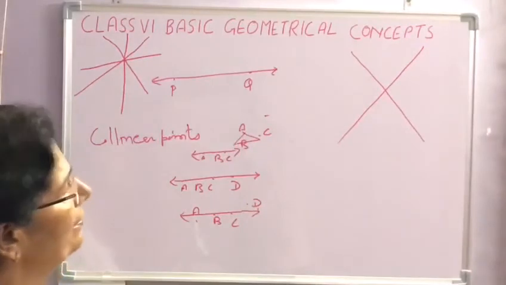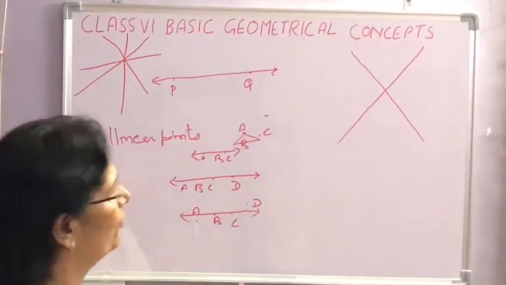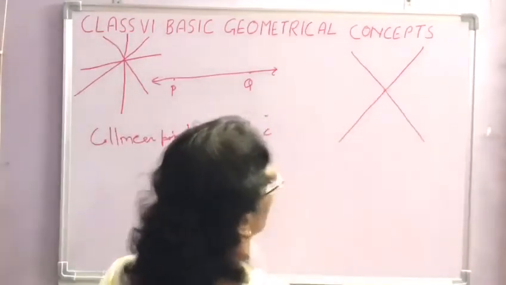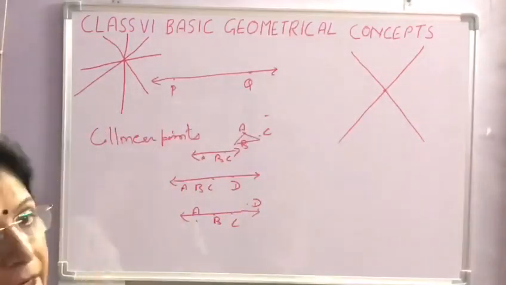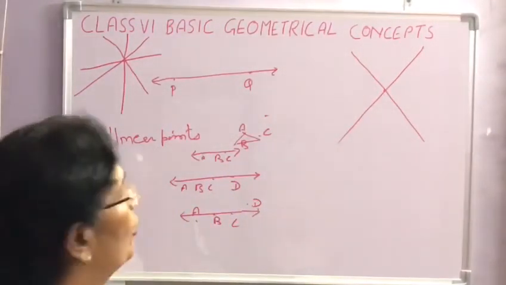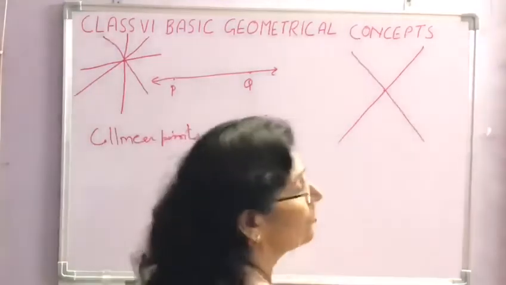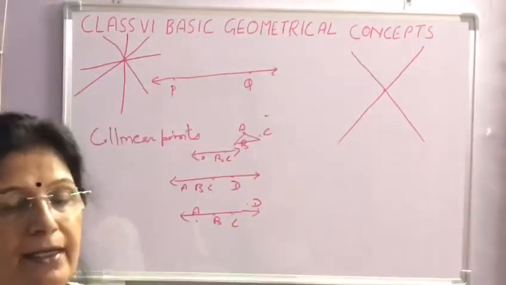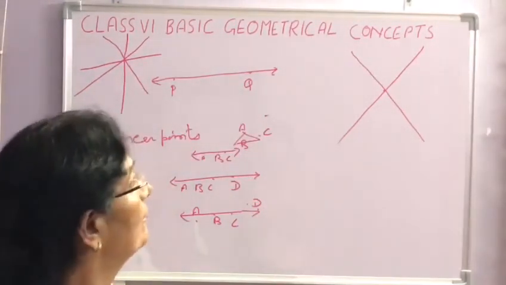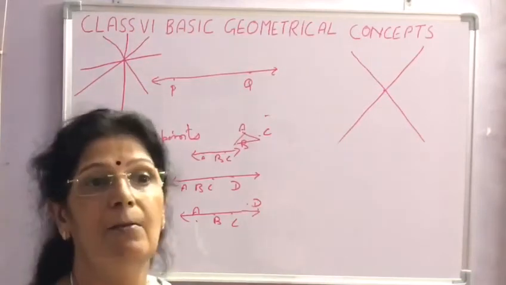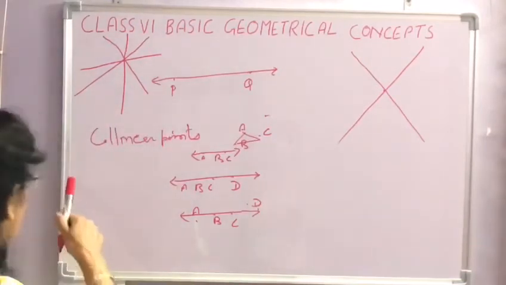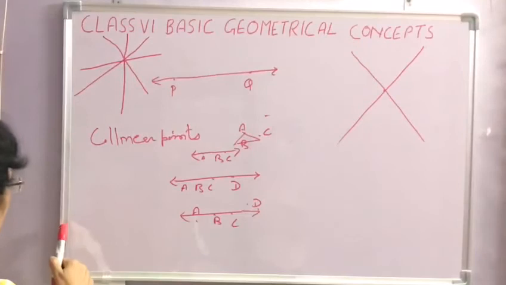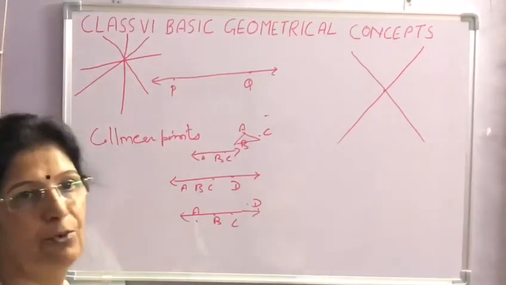Take one line and draw another line from it. These two lines cut at a point. This point is called the point of intersection. So the best examples of intersecting lines are the plus sign, the multiplication sign, and the adjacent edges of the blackboard.